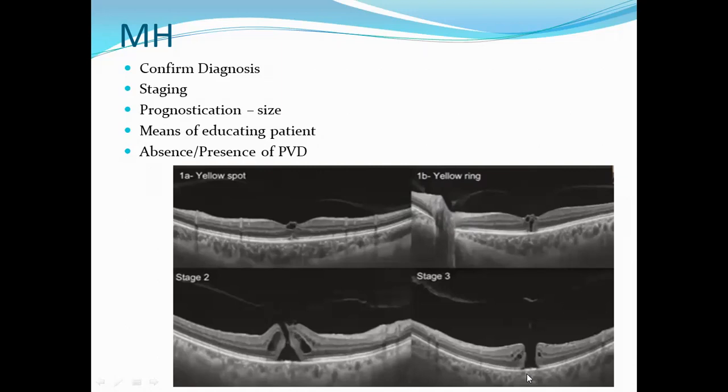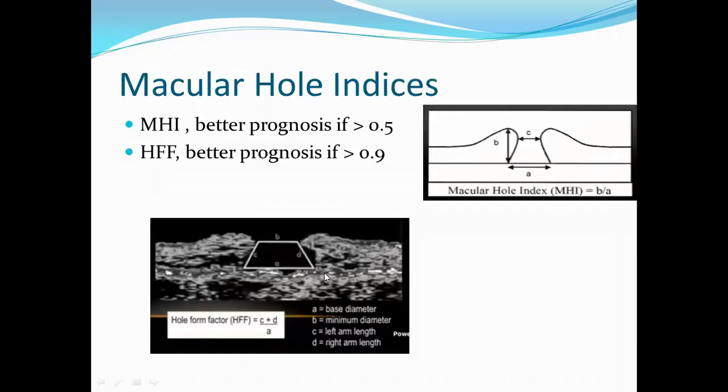So in macular hole, an OCT scan helps in confirmation of the diagnosis. It helps in staging, like I told you. It helps in prognostication of the patient depending upon various macular hole indices. It is a very good tool to educate the patients. So कोई patient आएगा, आप उसको ये explain करेंगे कि यहाँ से आपका retinal tissue absent है. Patient will understand it better, and then obviously it can detect the presence or absence of PVD.